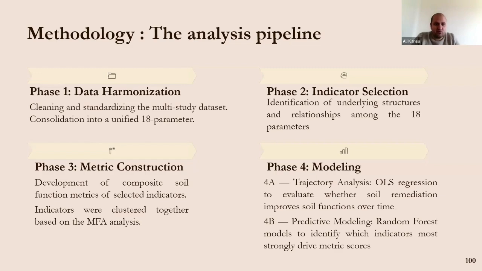So modeling is in two ways. We have ordinary least squares analysis, which is a regression to evaluate how soil remediation evolves over time, whether it is significant or not, and if we have a difference between the treated site and the contaminated site. And in the second approach, it is random forest modeling, to identify the parameters that are involved more in each metric. Next slide, please.